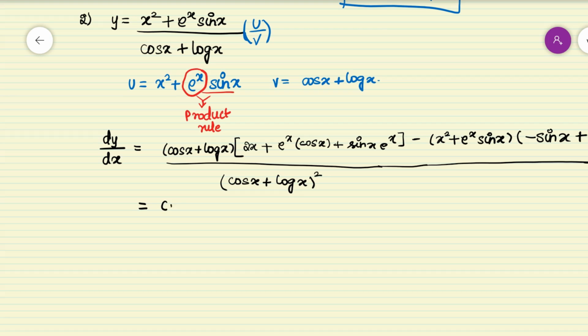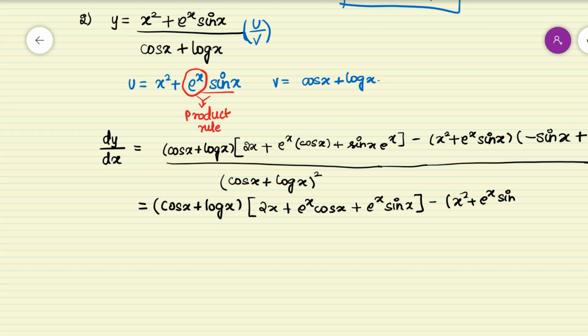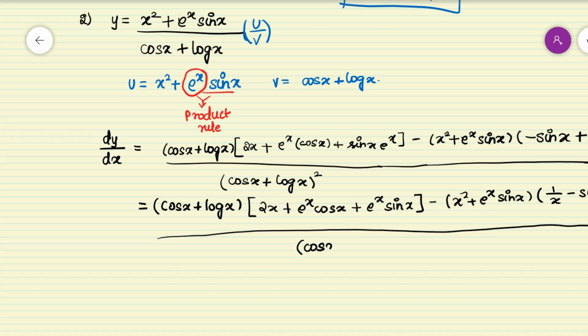You can easily identify whether the given problem is in the form of u by v or uv upon practicing the problems. When you keep on practicing, you will understand how the differentiation functions are aligned. So e power x sin x is in the product rule, that is, both the functions of x are in multiplication. At the same time, the whole function, x square plus e power x sin x divided by cos x plus log x, is in the fraction form, so we are using the u by v formula. We'll go to the next method.